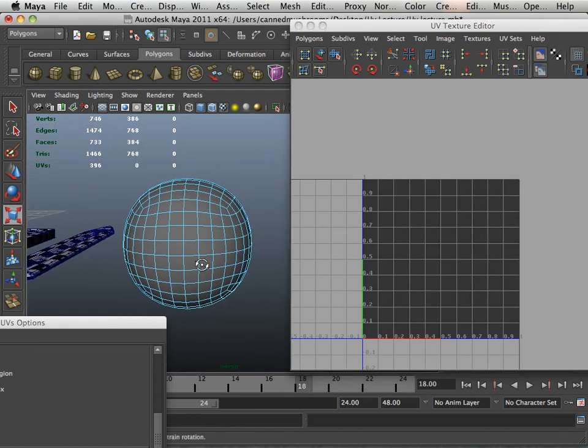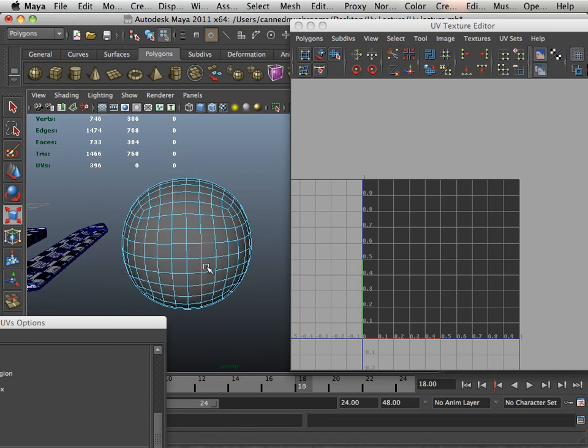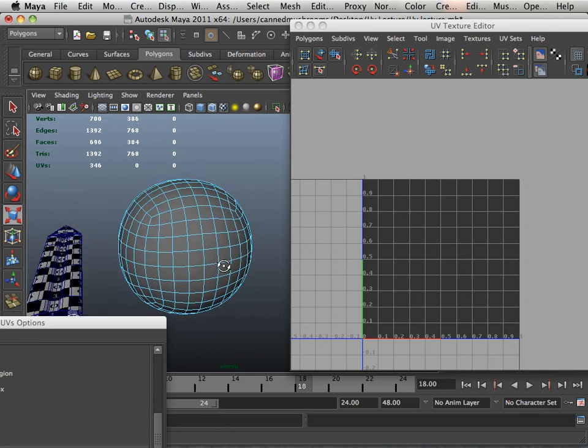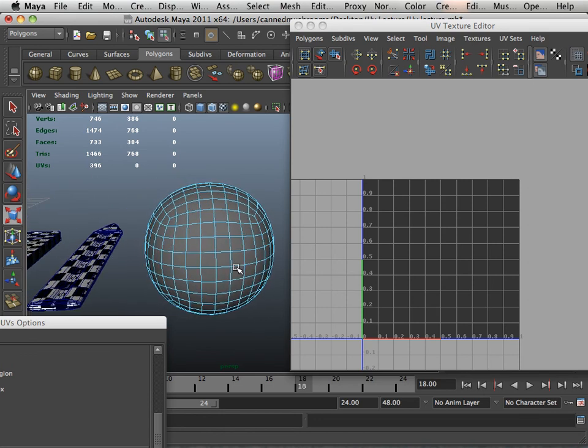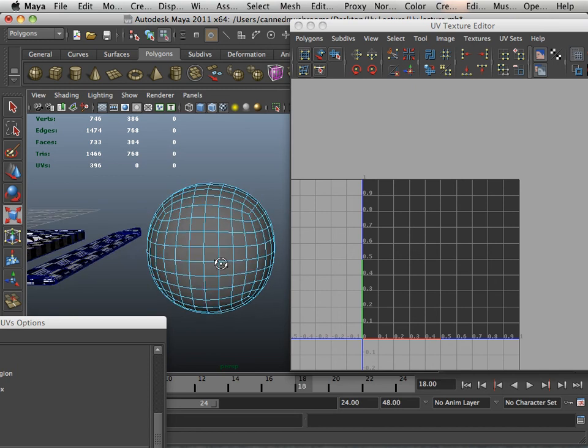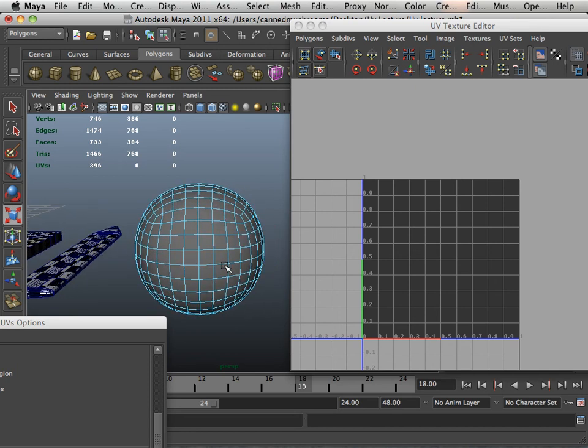The same thing is going to occur on this ball in the next video, but I'll tell you what, this ball represents some huge issues as far as UVing. Let's look at this in the next video.